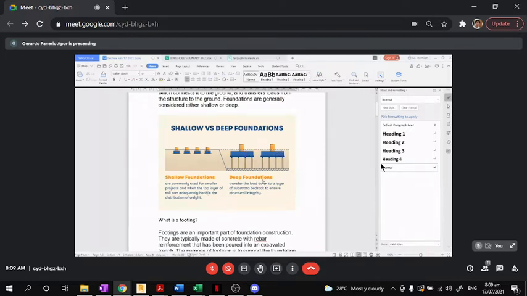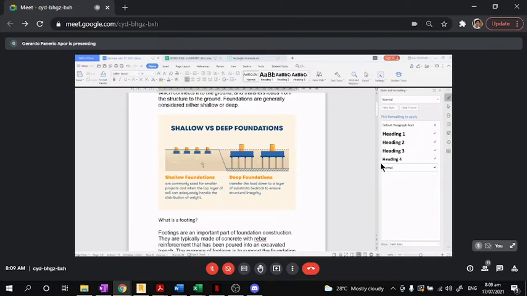Deep foundations are extensions of the structure, extending from the footing down to firmer strata or bedrock. And what are these? These are called piles, or shafts. So, this is not our topic.